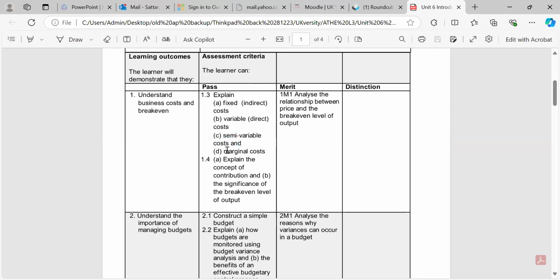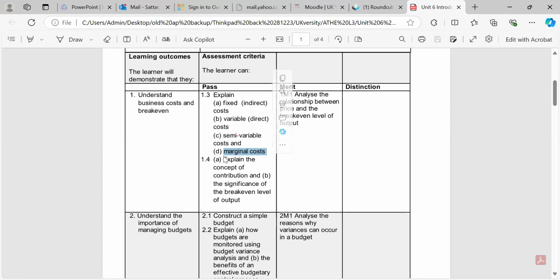Then we'll go through marginal cost. The marginal cost means the cost of every additional unit. We'll go through what the margin is there. All variable costs also come under marginal costing, and the break-even analysis also is a part of marginal costing.